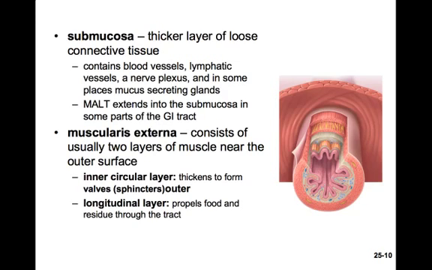Next, the muscularis externa. The muscularis externa we can see as 2 layers of muscle. There's the inner layer, which is circular, going around the gut tube, and then the outer layer, which is longitudinal muscle fibers. The longitudinal layer is the one that actually propels food and residue through the tract, so it contracts against the volume of food that's in there and pushes it further down through the system. The inner circular layer in some places thickens to form sphincters that regulate the flow of materials in and out of the various portions of the digestive tract.